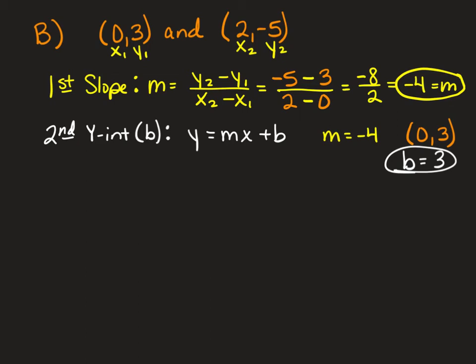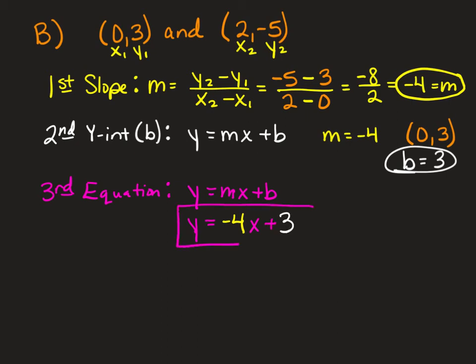We're ready to write our equation. So our equation in y equal mx plus b, y equal m, which was negative 4x, plus b, which was positive 3. And we're finished. We've got our equation, y equal negative 4x plus 3.